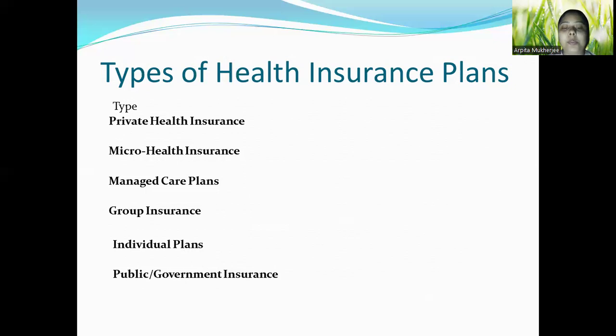Managed care plans include HMOs and PPOs, and focus on cost control and provider networks. Group insurance covers a group of people, often employees of a company. Individual plans are purchased by individuals directly from the insurance providers. And public or governmental insurance is funded by the state, for example Medicare, Medicaid, NHS, Ayushman Bharat, etc.